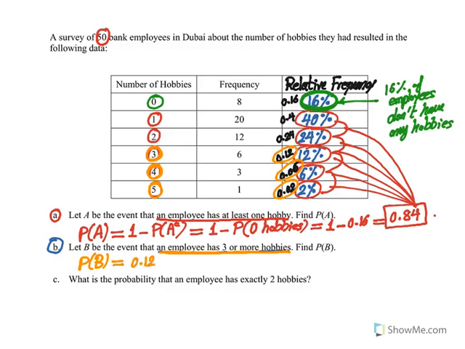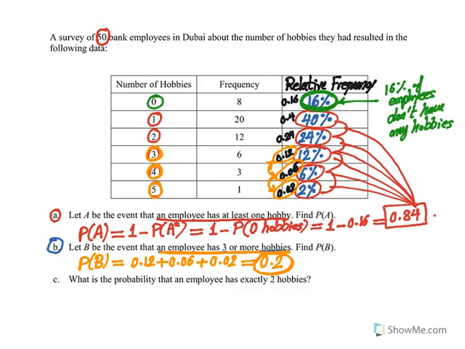0.12, that's exactly 3 hobbies, plus 0.06, which is exactly 4 hobbies, and 0.02, and that's exactly the one that has 5 hobbies. It's the person who has 5 hobbies. So this will add up to about 20%, which is 0.2. Okay, so the answer to this is 0.2, which is the addition of those 3 here. This one, and this one. Because it says 3 or more hobbies.